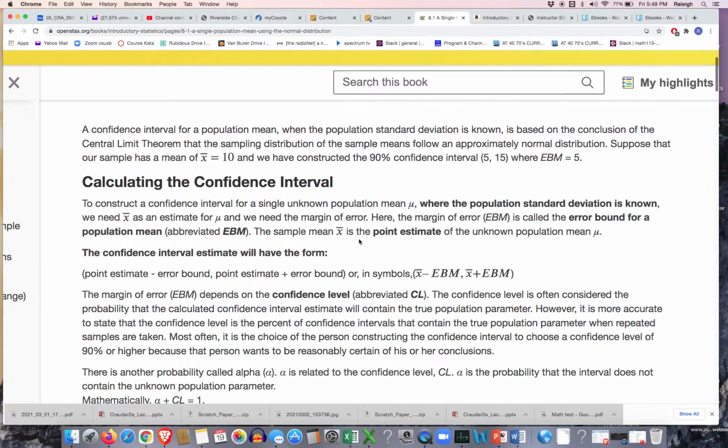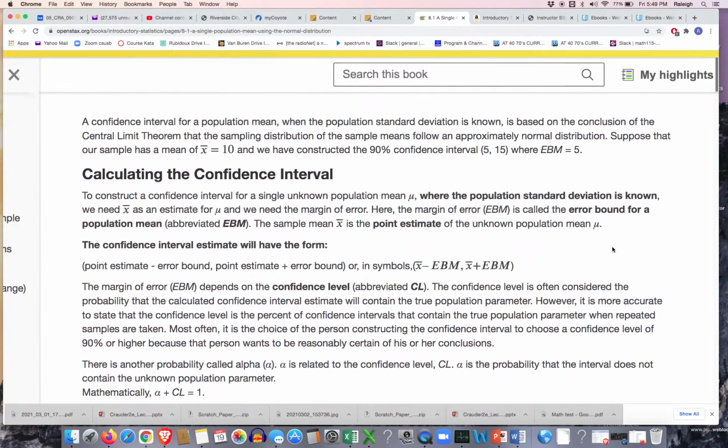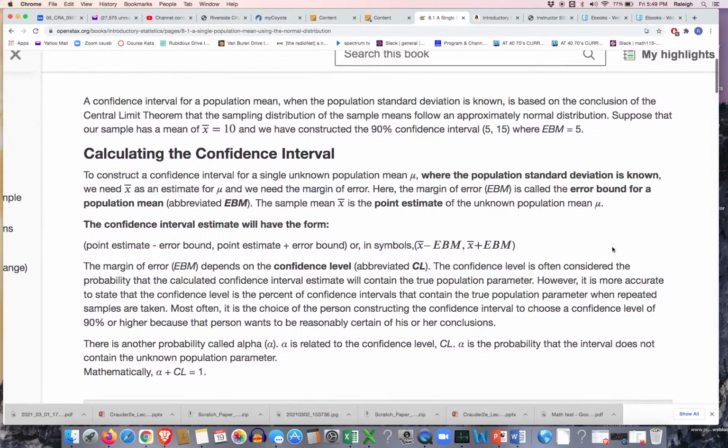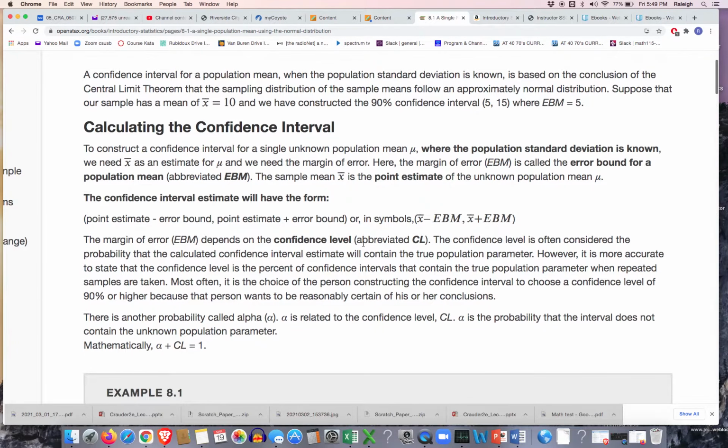The sample mean, x bar, is the point estimate, a single number. It's actually a very easy topic, although the other book made it seem rather difficult, even though it is a relatively easy topic. And as we saw before, you basically take your point estimate and add and subtract the error bound, or the error. So x bar minus and plus the error. And that gives you the confidence interval estimate.